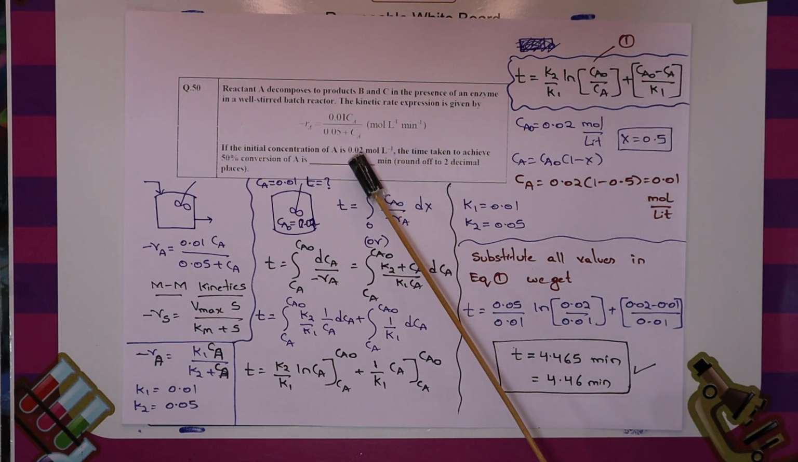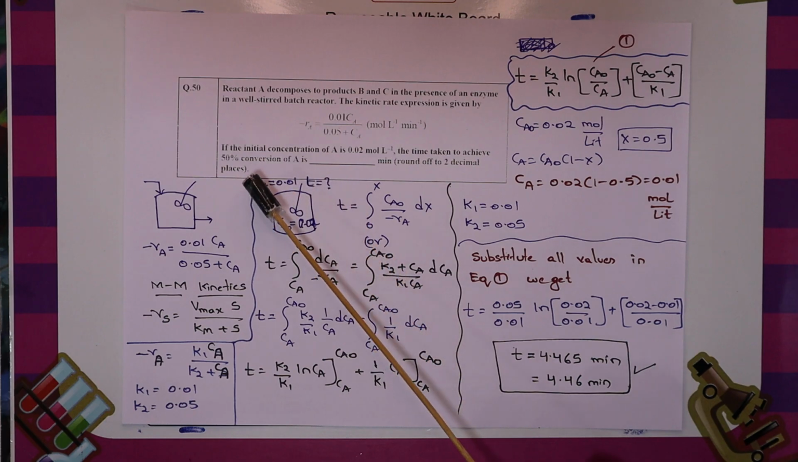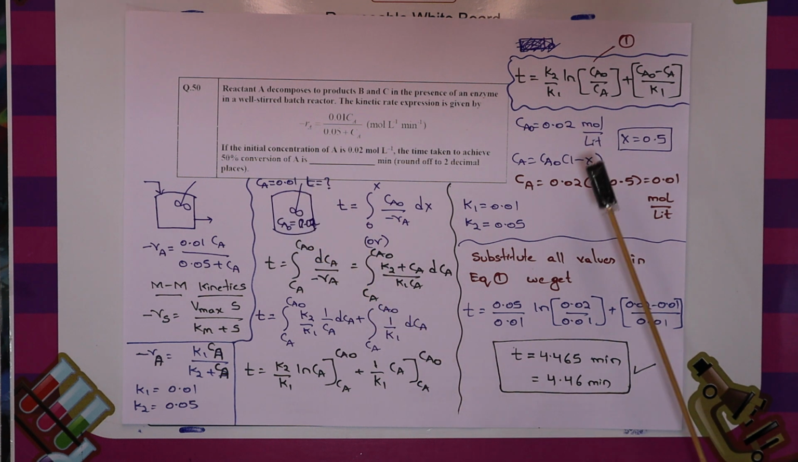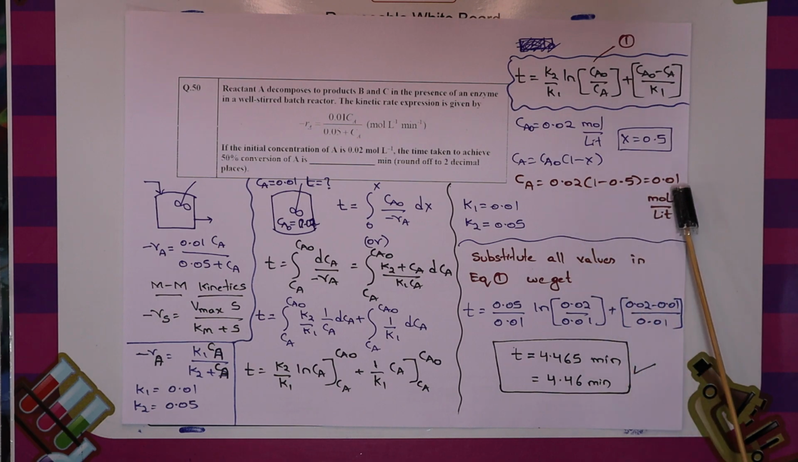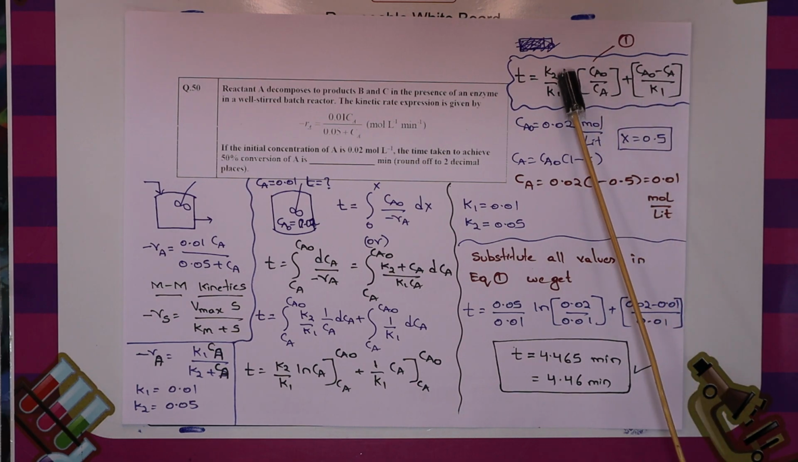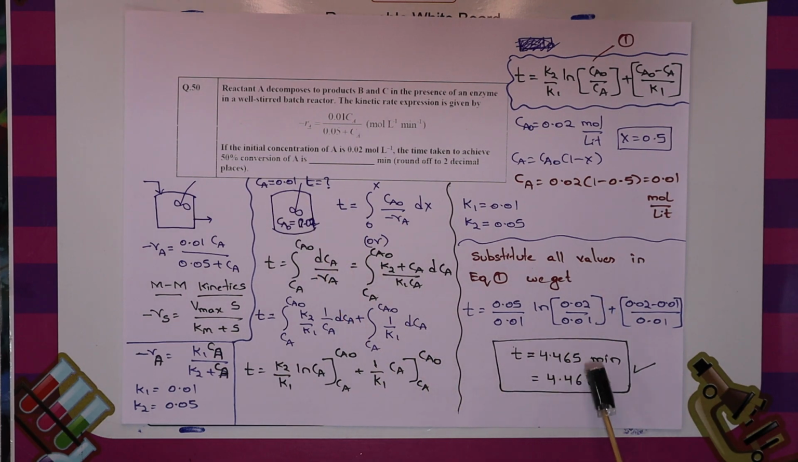I know the initial concentration, which is 0.02. What is the final concentration? Because it is asked for the conversion of 50%, what is the final concentration of A in the reactor? Ca equal to Ca naught into 1 minus X. Ca naught is equal to 0.02, conversion is 50%, 1 minus 0.5, so it is 0.01. Final concentration is 0.01, initial concentration is 0.02. So you simply substitute the values, with K1 and K2 already provided as 0.01 and 0.05. If you substitute, the final time for 50% conversion is 4.465 minutes. This is the final number, the time for 50% conversion in this batch reactor.